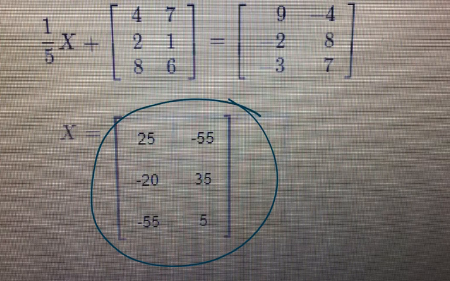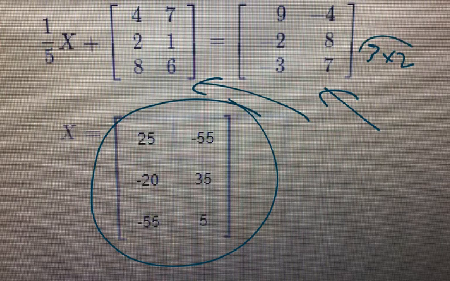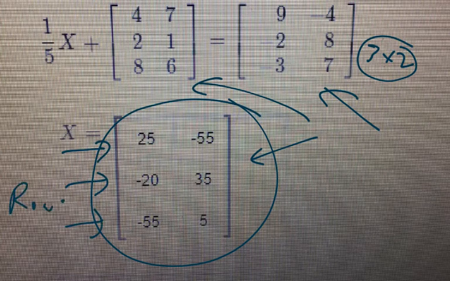And the thing you have to understand is both this and this are 3 by 2 matrices. So our answer has to have 1, 2, 3 rows and 1, 2 columns. A 3 by 2. All right, let's pick up the pace and do at least 1 or 2 more.